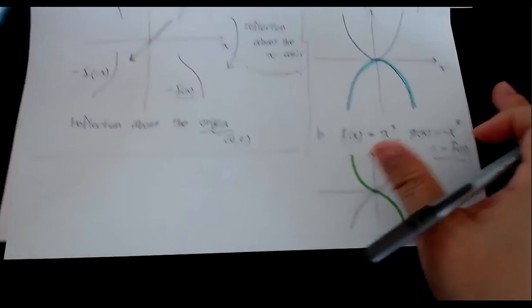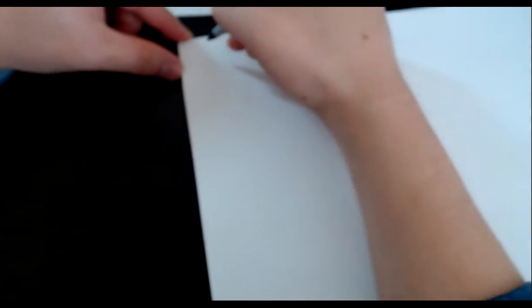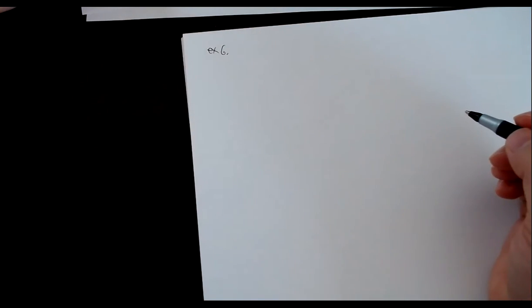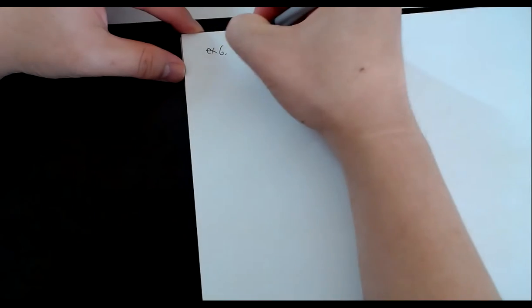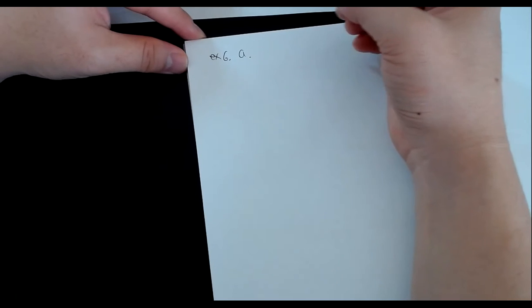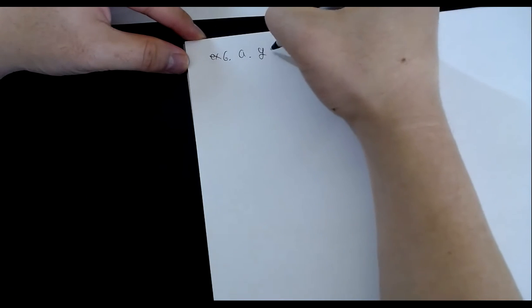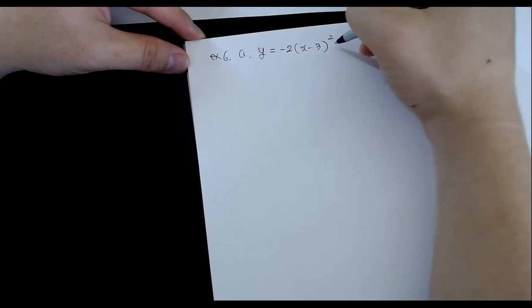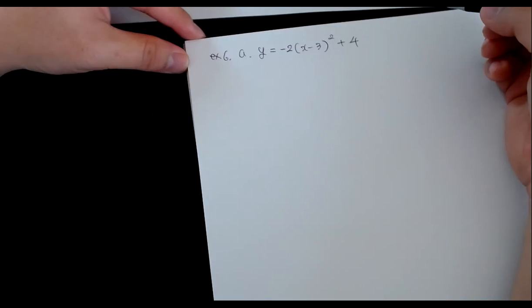All right, see example 6. The question: use transformations to graph each function. Two functions are given in example 6. So y is equal to negative 2 times (x minus 3) squared plus 4. It looks complicated, right?